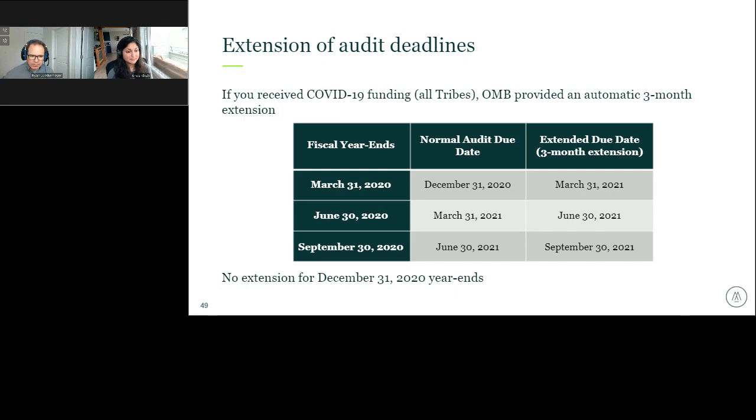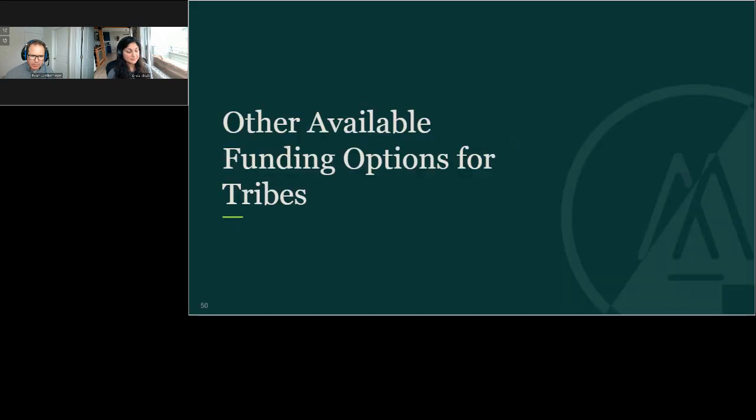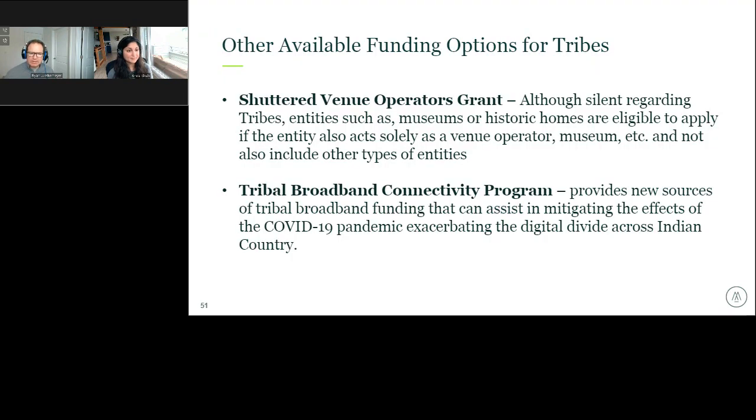All right, so other available funding for tribes. Again, these two programs came out as part of the Consolidated Appropriations Act signed back in December. The Shuttered Venue Operators Grant is a $15 billion program that is administered by the SBA.